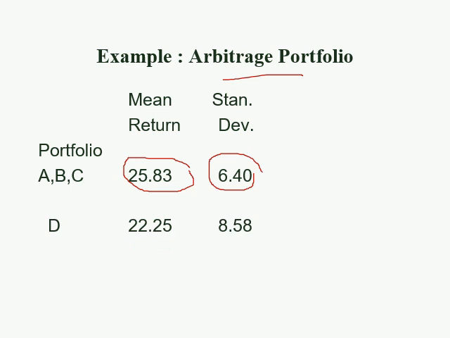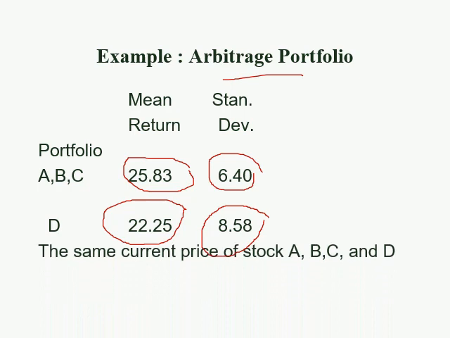For D, the mean return is lower, 22.25%. At the same time, D has a standard deviation higher than portfolio A, B, and C, with standard deviation of 8.58%. The same current price of stock A, B, C, and D.